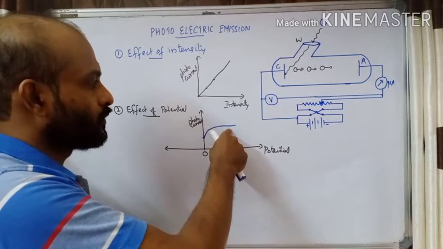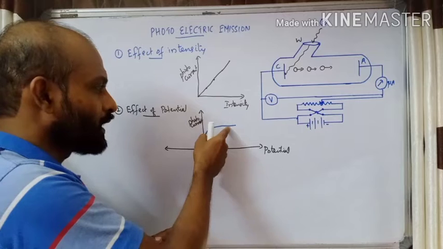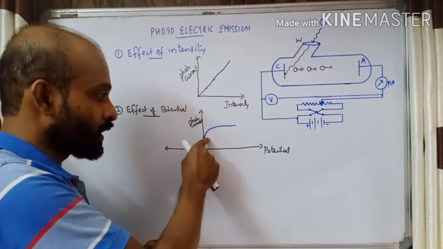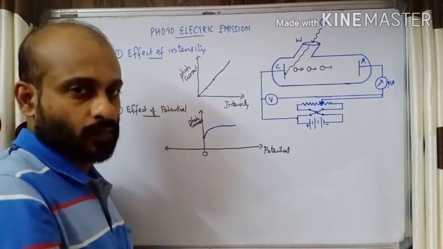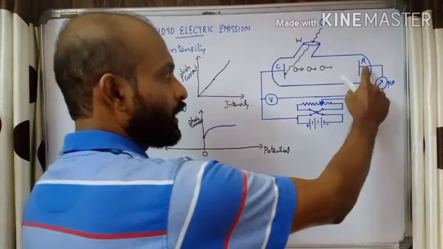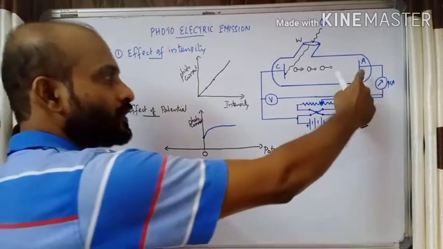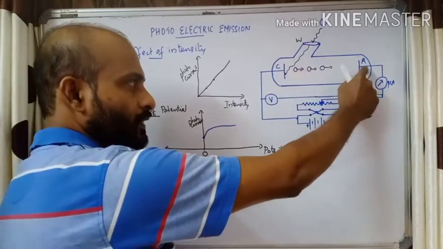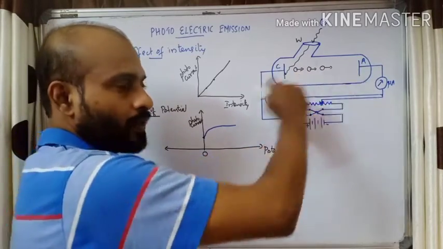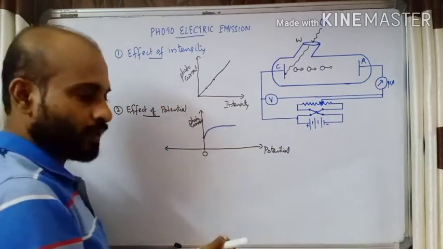Now we will stop increasing the potential. Now we will start to decrease the potential, down to 0. Now we start to reverse the potential. Using the commutator we reverse the potential. Now here we will have a negative potential and here a positive potential. Even though we reverse, a few electrons can be collected here, because those few electrons having large kinetic energy can reach here. Even though we are trying to repel by applying a negative potential, a few electrons will reach here.